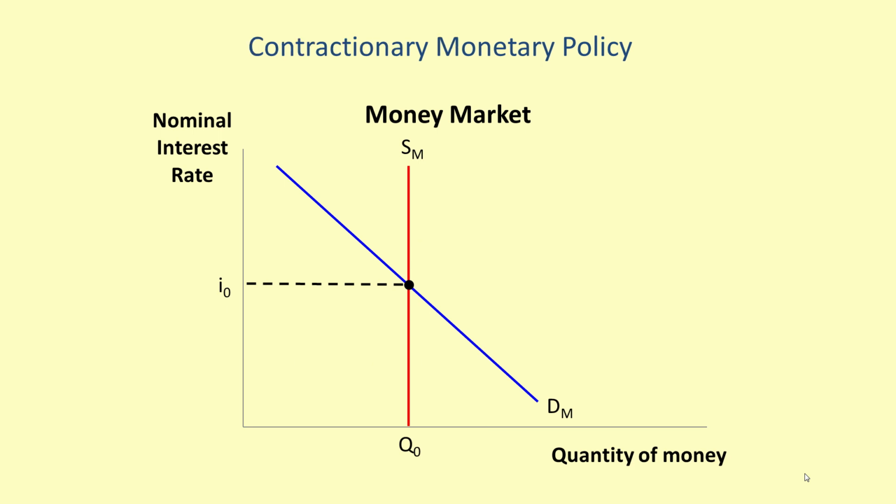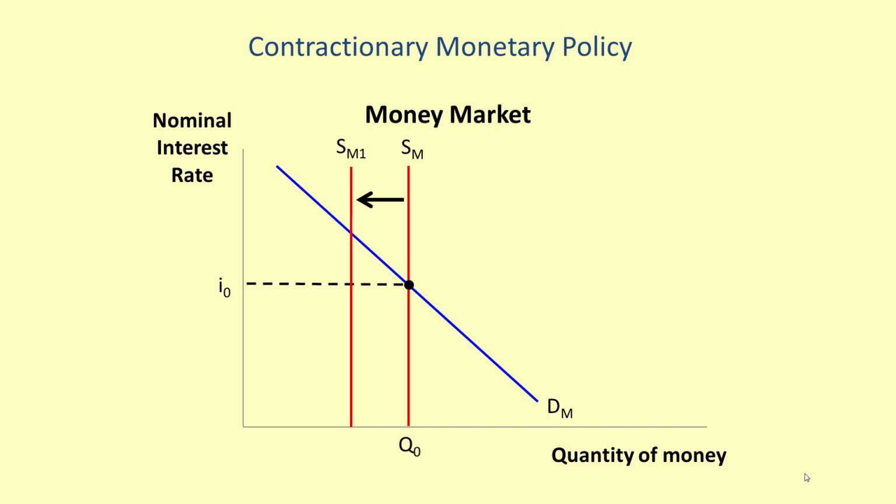Now let's take a look at contractionary monetary policy. We start out with our same initial market for money, initially at equilibrium at interest rate I0 and quantity of money Q0. Contractionary monetary policy aims to slow economic activity. When a central bank employs a contractionary monetary policy, it will decrease the money supply. We represent this as a shift of the vertical money supply curve to the left from SM to SM1.